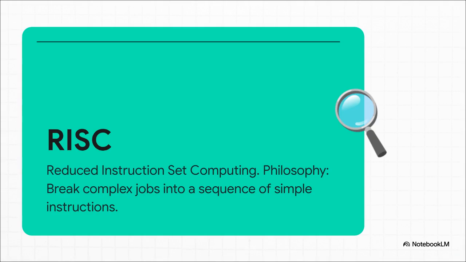And in the other corner, you have RISC, Reduced Instruction Set Computing, and this philosophy is the polar opposite. It basically says, forget these big, complicated instructions. Let's make every single instruction as simple, small, and fast as humanly possible. The whole game is to break down every big job into a bunch of tiny, easy steps.